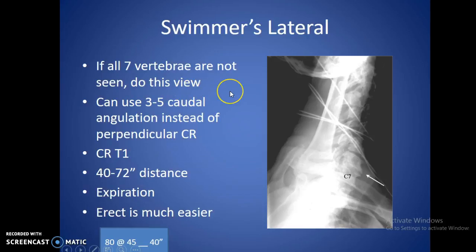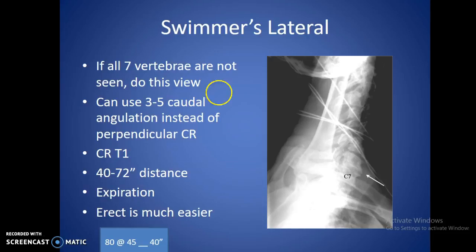Swimmer's lateral. If all 7 vertebrae are not seen, this is a view that you must do. If you do your laterals correctly, you are not going to need to do this view very often, but on patients with bigger shoulders or who have been in car accidents and their muscles are tensing up, you will have to do this view. This is probably the most common secondary view outside of the 5 we've already covered.